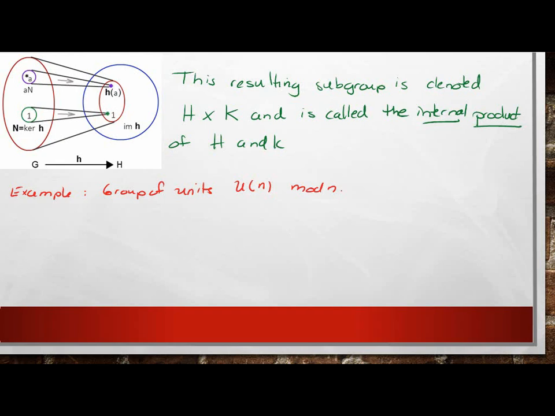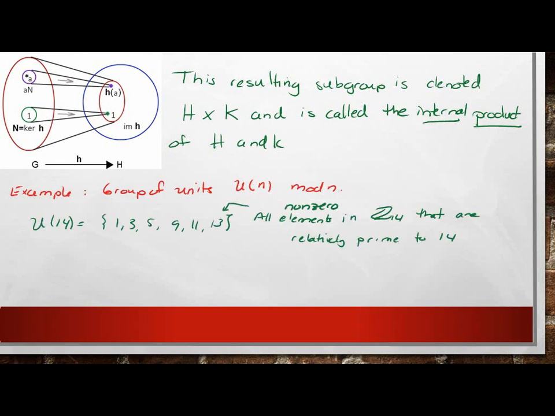I wanted to give you an example, and I wanted to use the group of units mod n, which I don't think Fraleigh brings in early in the book. Gallian does, though. He uses the group of units right away, and I saw some of you were using it for some of your examples. For example, U of 14 is all the elements in Z14 that are relatively prime to 14, and the binary operation on this group is multiplication. The identity would be 1.